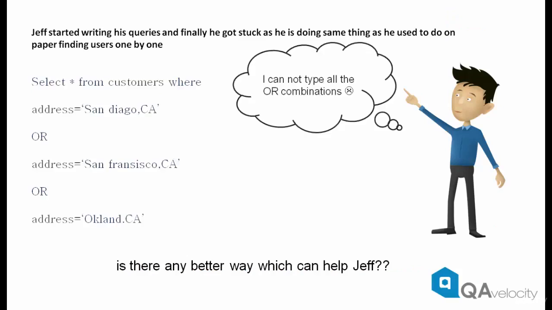Now the only way Jeff has is to write multiple ORs for each of the values related to California. And Jeff started writing queries. So let's start from customers where address equal to San Diego, California, or address equal to San Francisco, California, or address equal to Auckland, California. Now he got stuck as he's doing the same thing as he used to do on paper, finding users one by one. So is there any better way which can help Jeff?